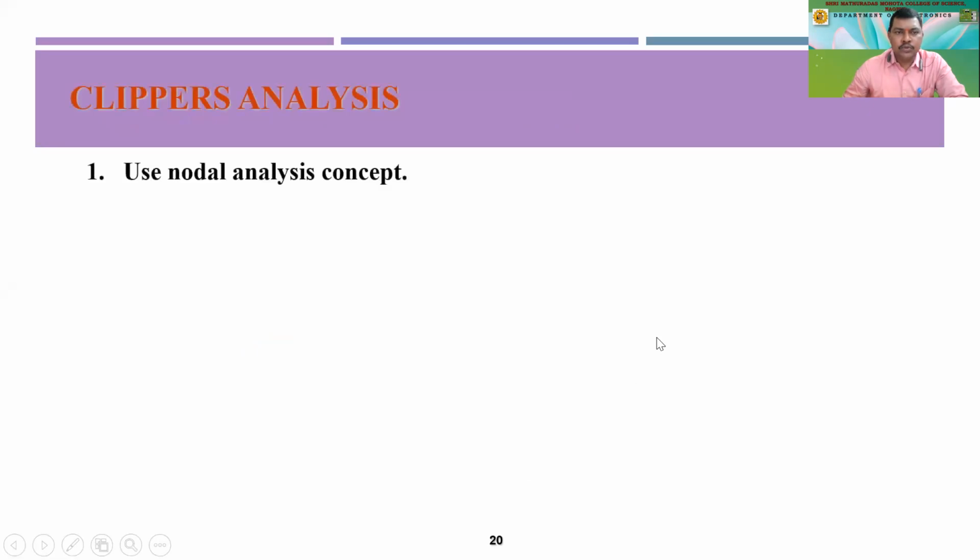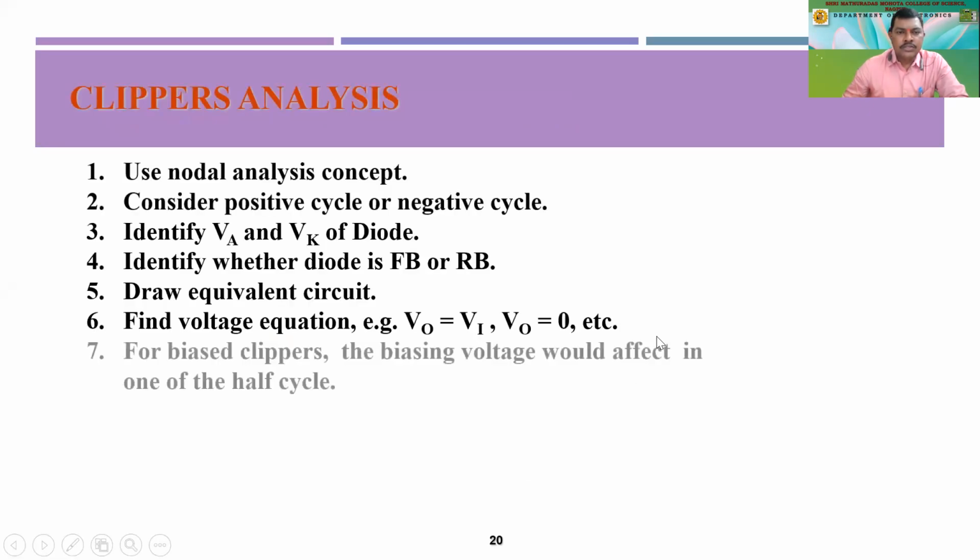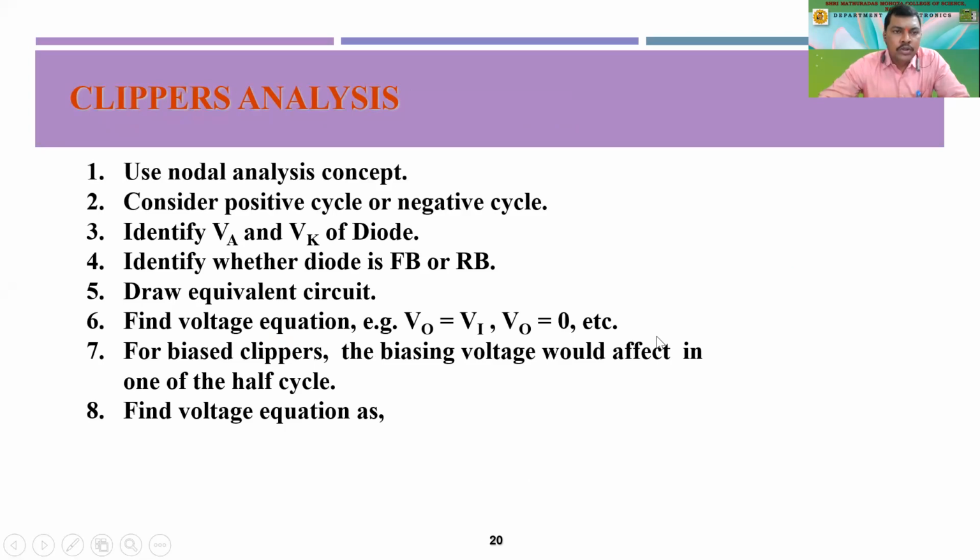In clipper analysis, there are some circuits which are very useful. In clipper analysis, what we have studied so far: use nodal analysis concept, consider the positive cycle and negative half cycle, identify VA and VK of the diode, voltage of anode and voltage of cathode of the diode, then identify whether the diode is forward biased or reverse biased, draw the equivalent circuit, find the voltage equation, that is VO equal to VI, VAO equal to 0, etc.